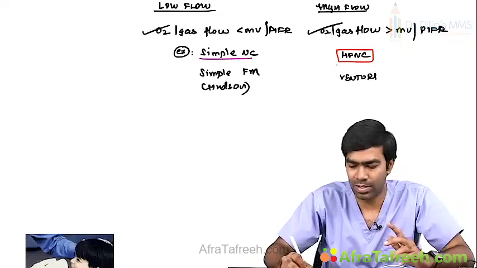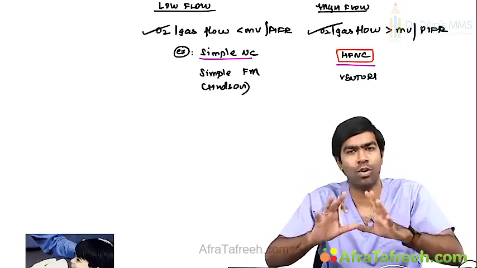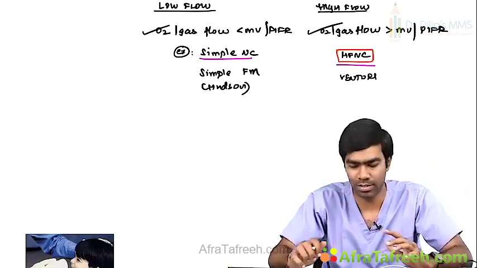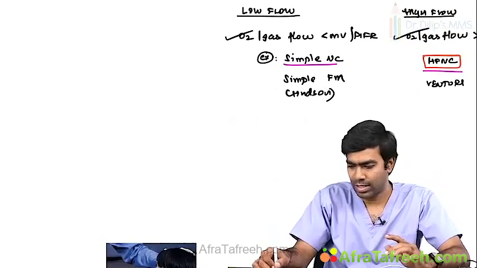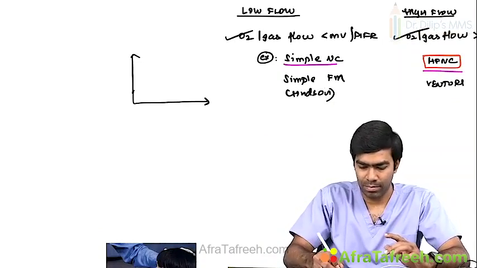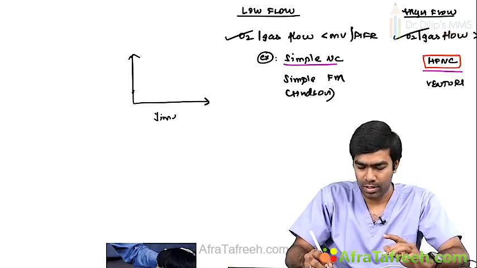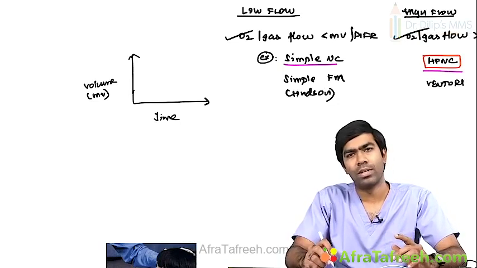So let us first compare and contrast what is the difference between a simple nasal cannula and a high flow nasal cannula. Not here, just in the low flow and high flow vision, what will be the difference. Now what are these low flow devices going to do? Let us take a simple nasal cannula, and I'm going to plot time over here, and probably I can plot the volume, that is during the minute ventilation.